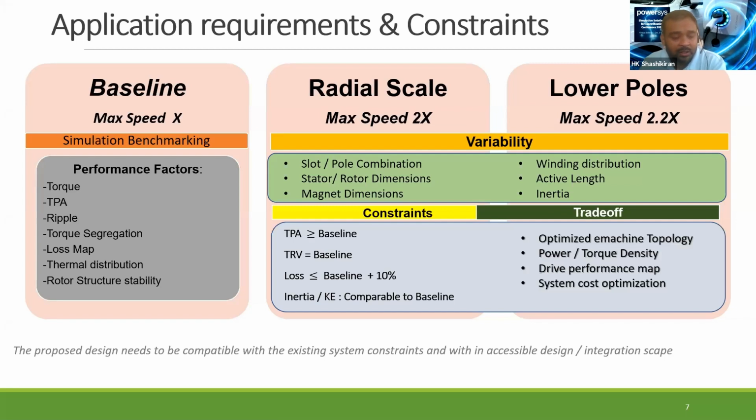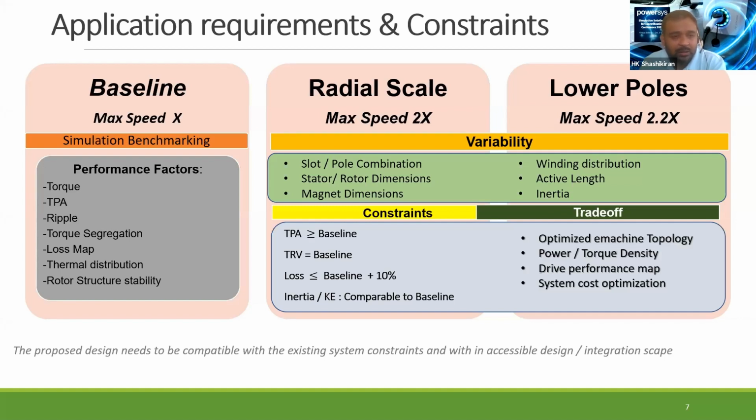We wanted to understand whether we have enough variability of getting into the flux weakening zone to get more reluctance torque at some point of time, and how much it can contribute. So we wanted to understand the overall torque segregation, of course the loss map for overall thermal characterization, and rotor structure stability. So these were some benchmarks that we had.